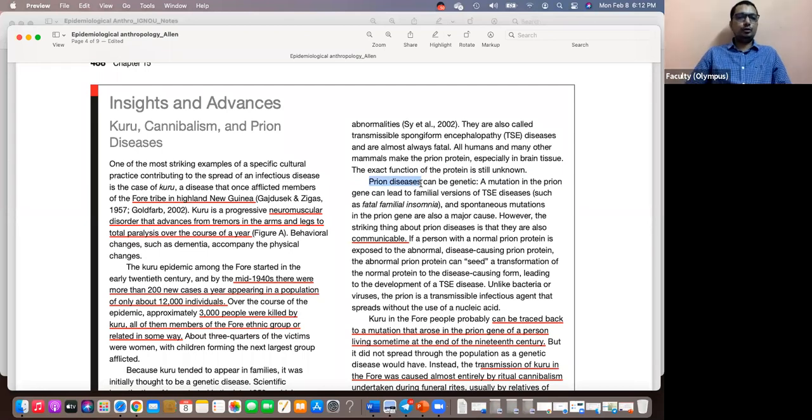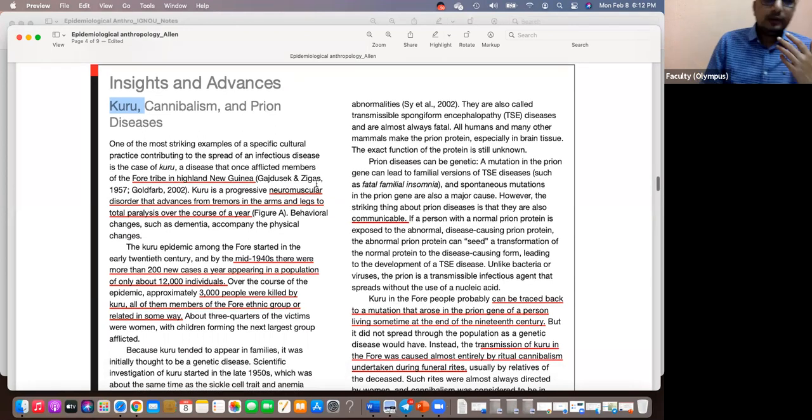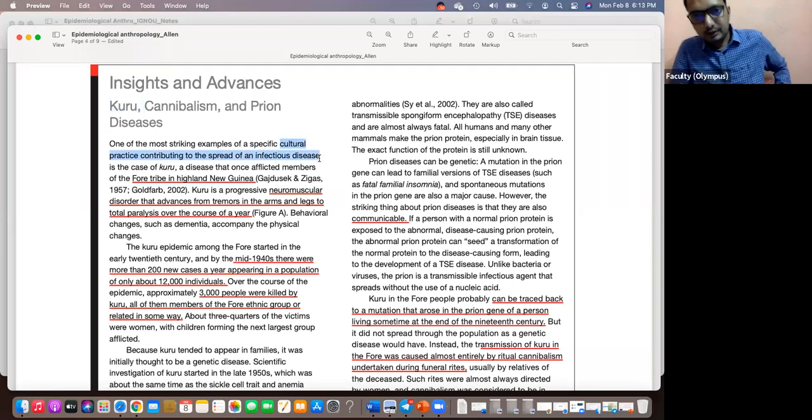What are we learning about? Kuru, a prion disease. So here we're learning about a case study of how a cultural practice can lead to the spread of an infectious disease. The case study is of the spread of an infectious disease due to a rare cultural practice.